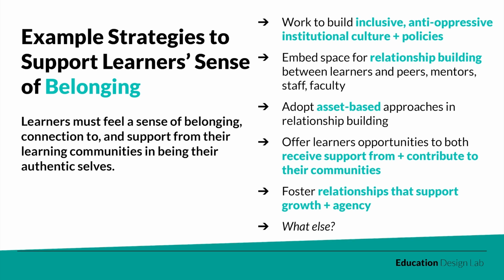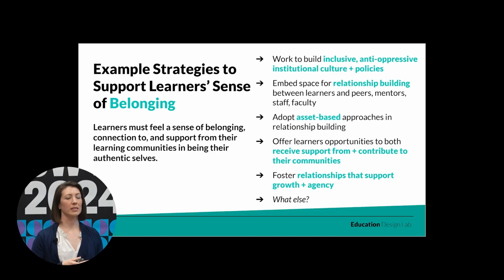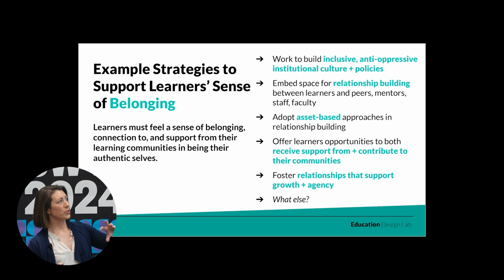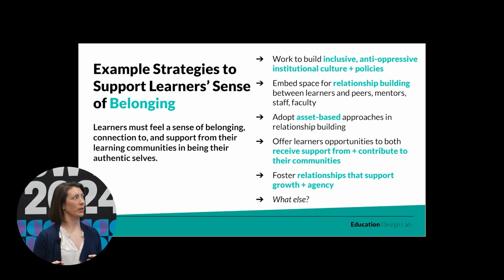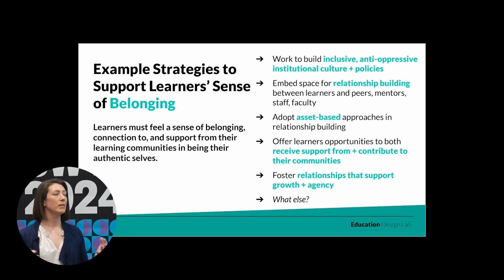At a more systemic level, something that can create an environment in which those kinds of really powerful, positive relationships can thrive is investments in inclusive, anti-oppressive institutional cultures, policies, practices, and training for faculty and staff in empathy, in anti-bias training. DEI training can be really powerful as well. And again, that structural embedding of opportunities for relationship building between learners and other learners who are having similar experiences to them, mentors, faculty, and staff can be really crucial.